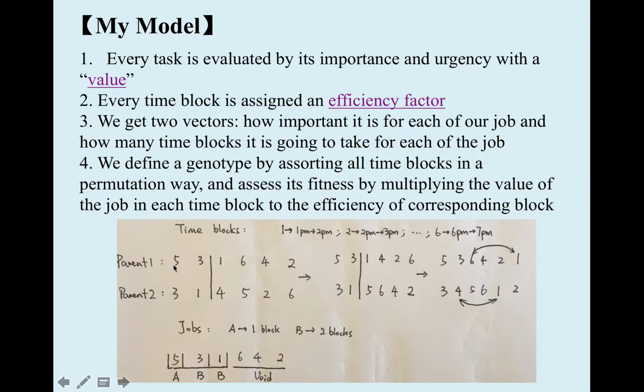And for a parent, like 531642, it means I finish job A in time block 5, from 5 to 6 p.m., and finish job B in blocks 3 and 1, meaning from 1 p.m. to 2 p.m. and 3 p.m. to 4 p.m. And with 2 parents, I perform crossover, like the way we were taught in class, for permutations, and we return a new generation of offspring.